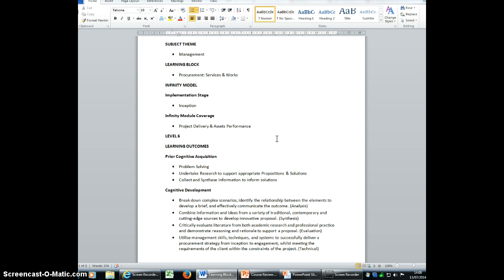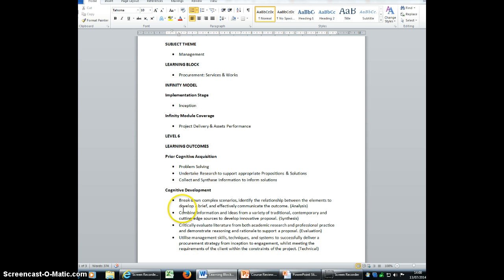Now if we look at the cognitive development of the level 6 learning outcome, it's got a number of things, and I've broken them down into 4 main areas of analysis. Here it breaks down the idea of complex scenarios. We've got complexity now at level 6. Synthesize, putting them back together. Evaluating, making an evaluation of what you've done and why it's been done that way. And then here is the bit about technical content.